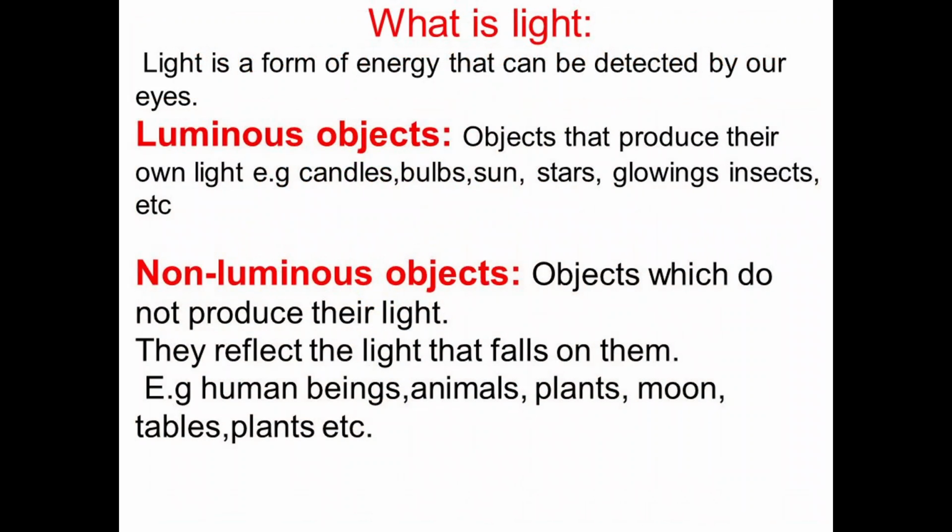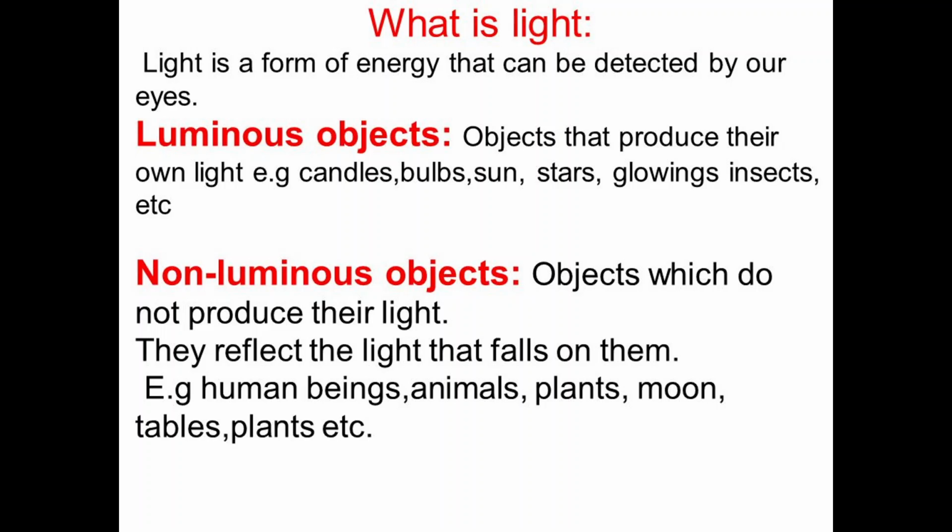Children, are you able to see the things around you? And can you see the things when you are in a dark room? No, we can't see in the dark. We can see things around us only in the presence of light. Now, what is light? Light is a form of energy that can be detected by our eyes.